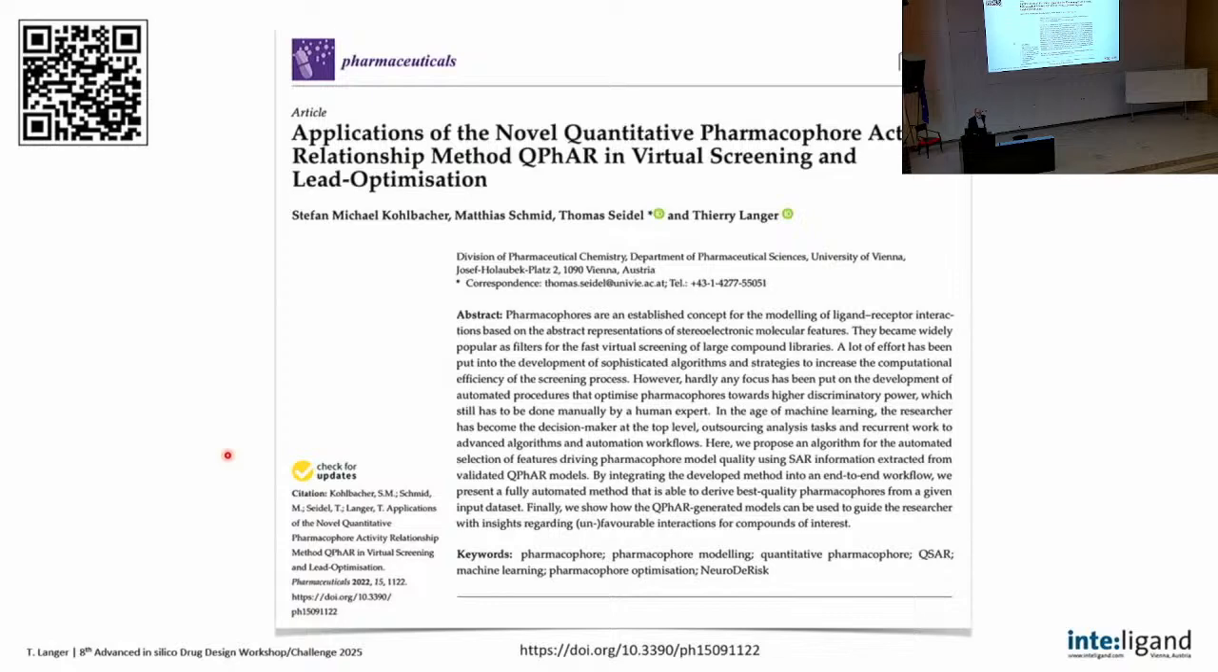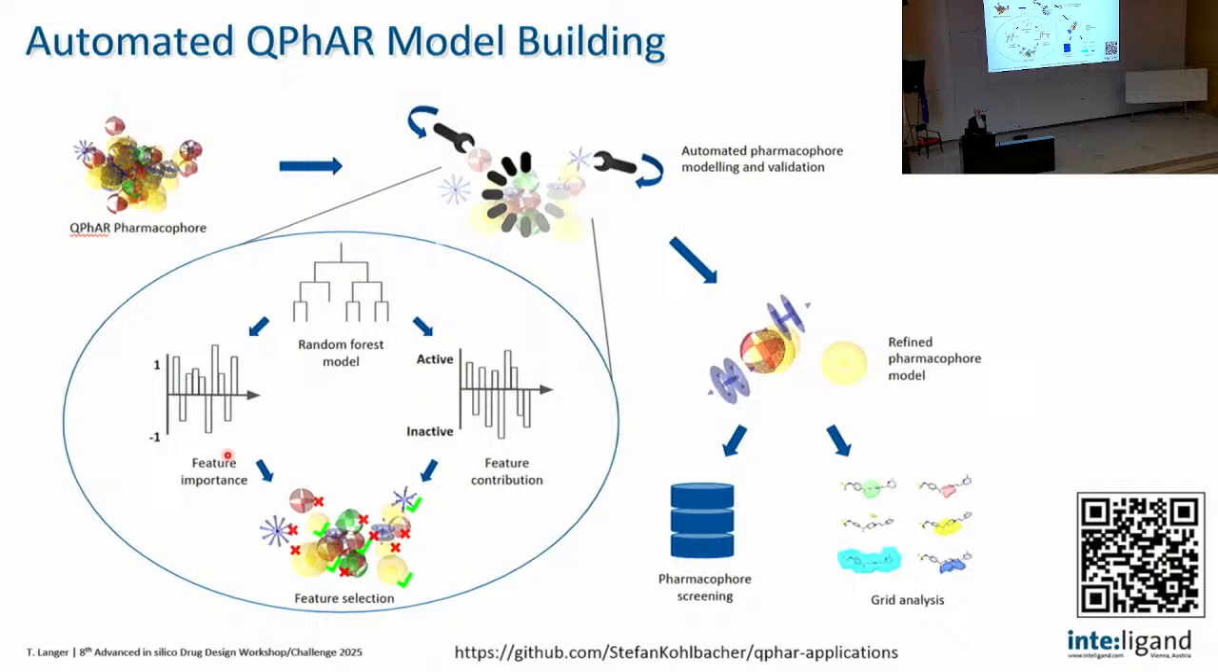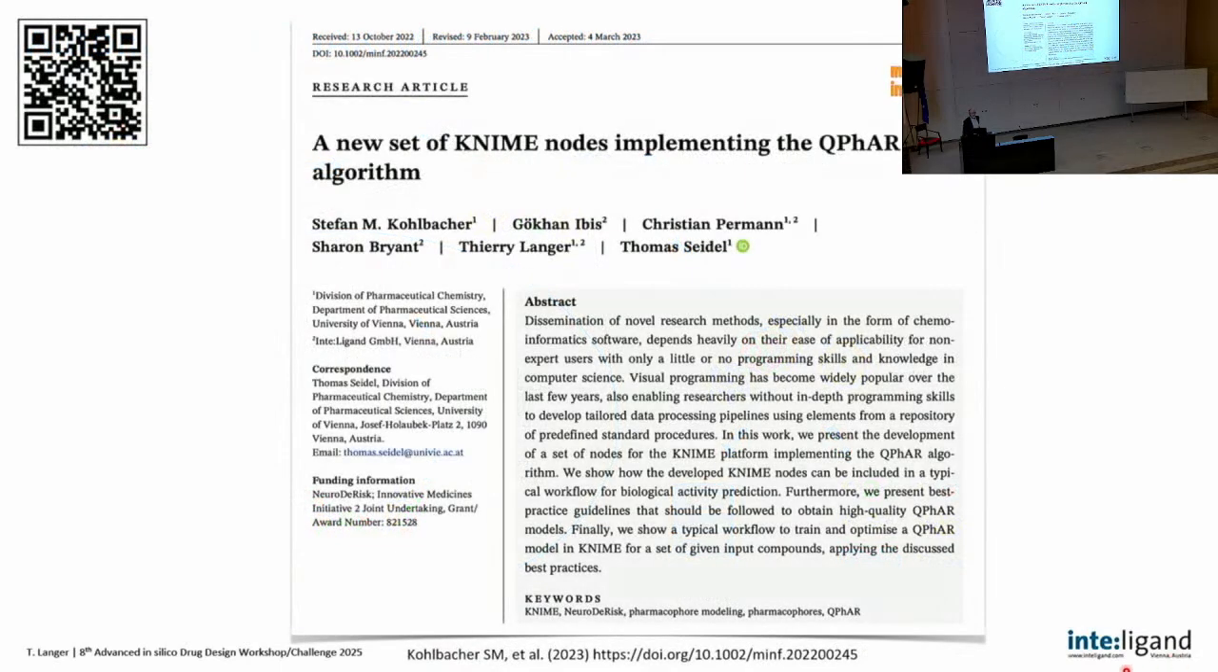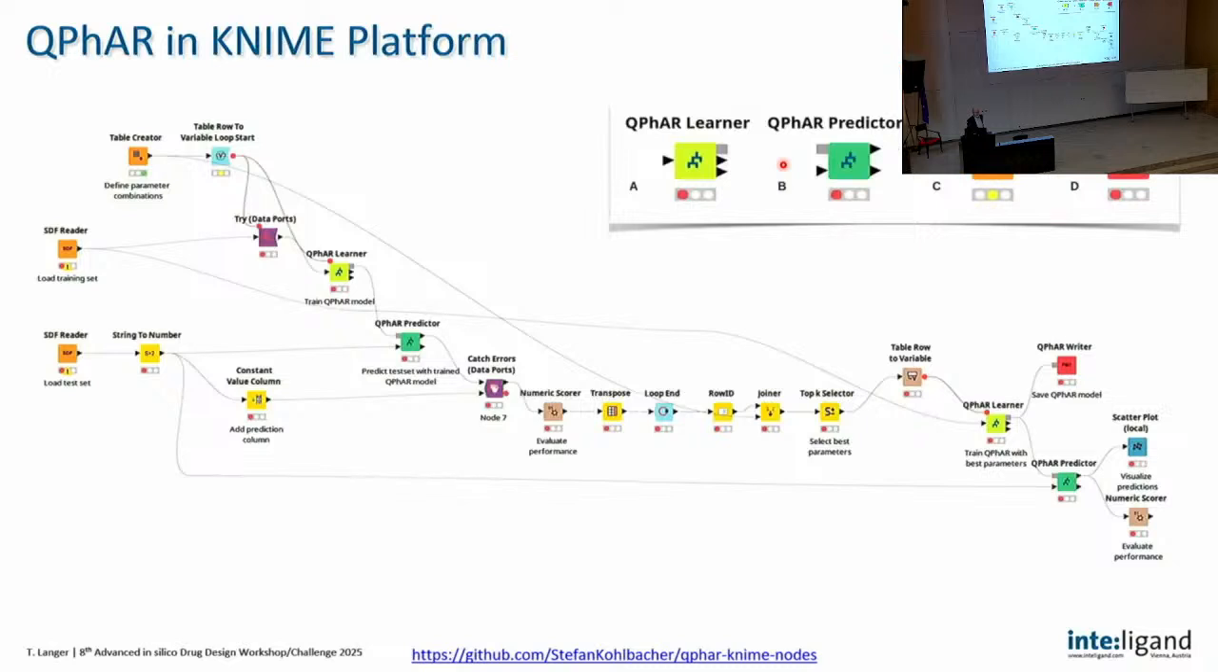So this is the application of these quantitative pharmacophore models within the work of a neuro-de-risk project, where we made quantitative models for toxicity, actually. And we have also an automated workflow that is in KNIME, where the things are automated, where you only have to present the data sets and set some parameters at the beginning, and then the whole thing runs automatically. And this is the paper for that one, the KNIME nodes implementing the QFAR algorithm.